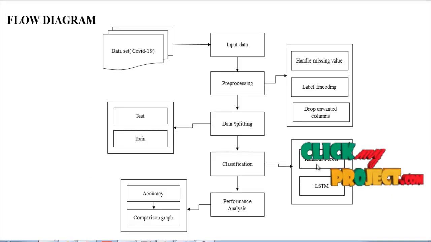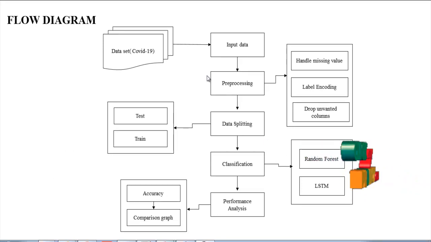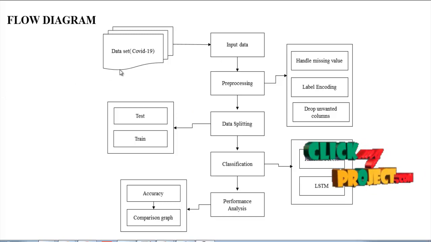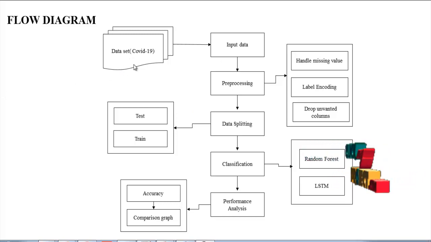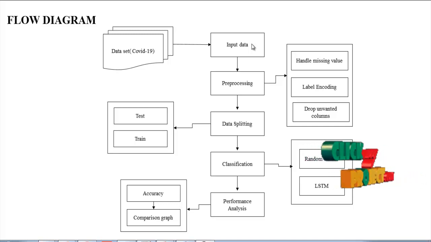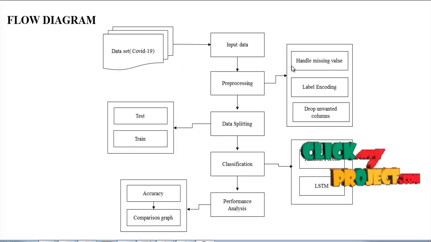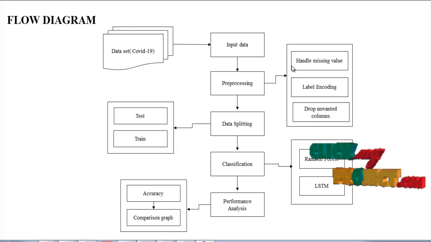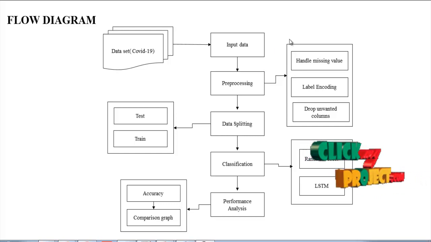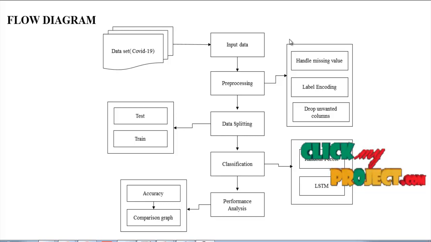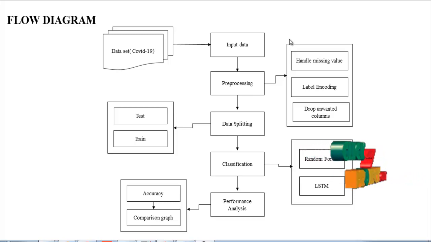Now we are going to see the flow of our process. First, we have to take the input dataset as the COVID-19 mortality dataset. After that, we take the input data from our dataset. Then we have to implement the pre-processing step. In this step, we have to handle missing values, label encoding, and drop unwanted columns. Pre-processing means removing unwanted noise or unnecessary data from our input.